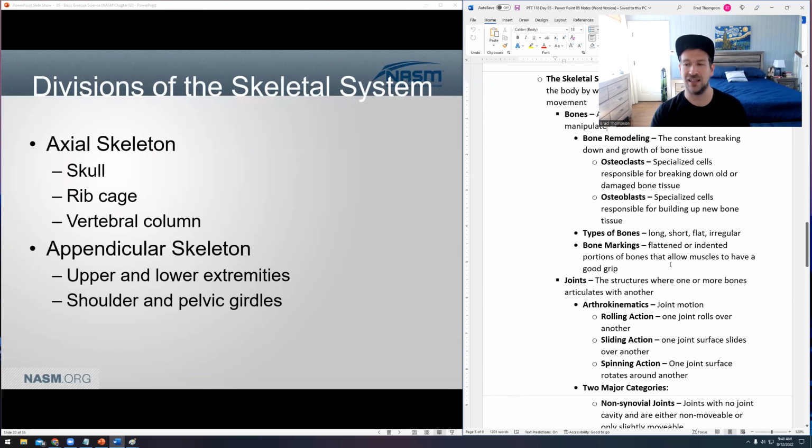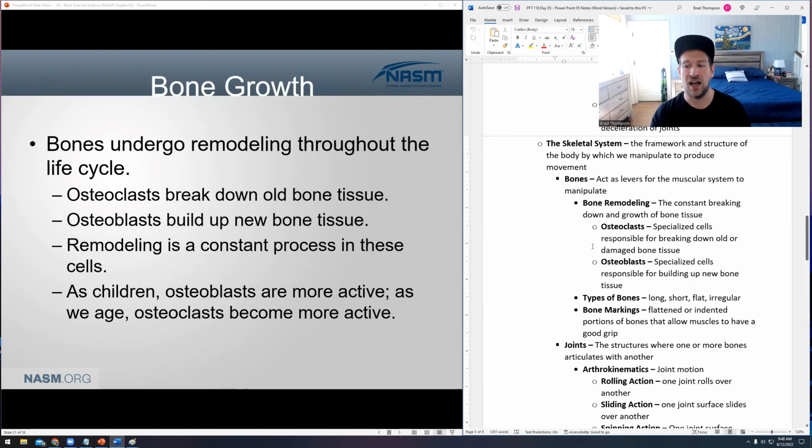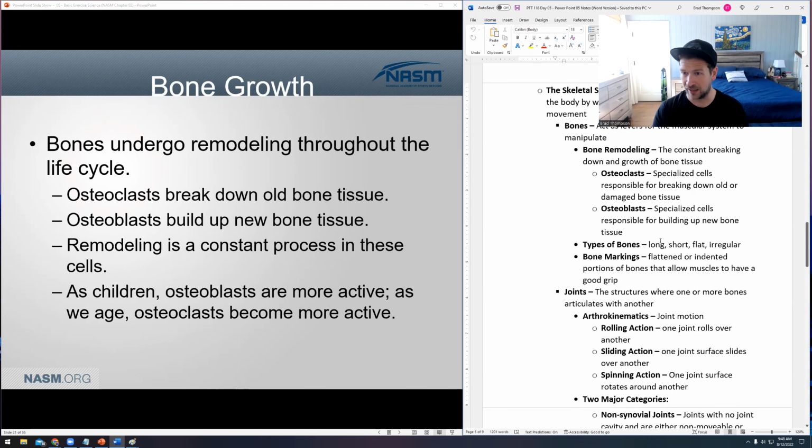So when we're looking at this, we'll have two primary divisions. We'll have the axial skeleton, that's your skull, your rib cage, and all of your vertebrae. Your axial skeleton protects all of your most delicate structures. It protects your spinal column, it protects your brain, and it protects most of your vital organs. And then you have your appendicular skeleton. Those are your appendages that move you around this world, right? Your arms, your legs.